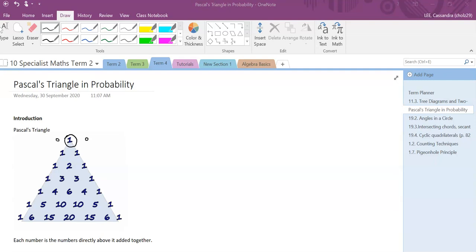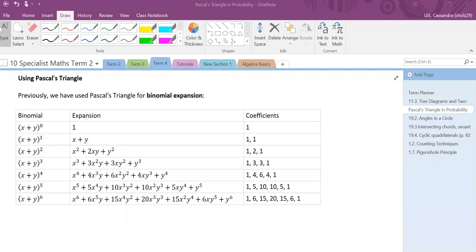There are a lot of different uses for Pascal's triangle, but one of the ones that we've used previously is for binomial expansion. Binomial meaning that we've got two different factors inside the brackets that we're going to be expanding. We can see here that if we raise x and y to the power of 0, then the value of that function is equal to 1, and so the value of our coefficient is also equal to 1.